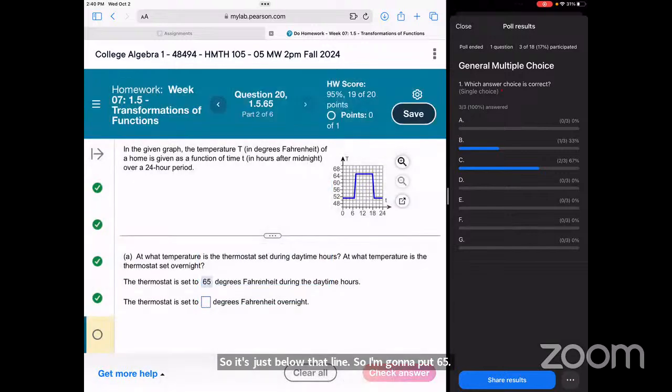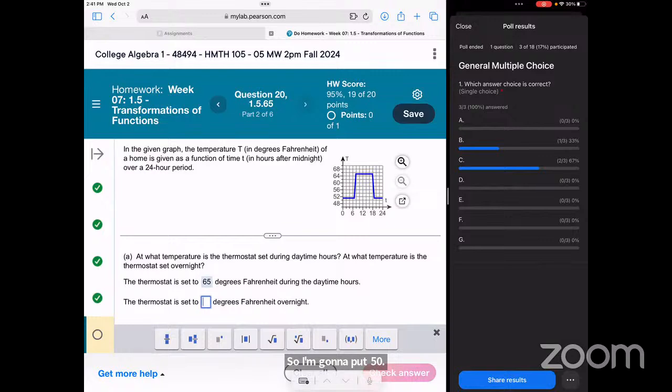Okay. The thermostat is set to what degrees overnight? If that's 52 and that's 48, then the halfway will be 50. So I'm going to put 50. Wait a minute. I'm going to put 51. All right, 51. I almost put 53.